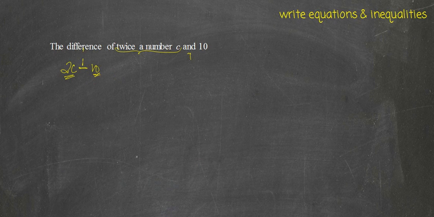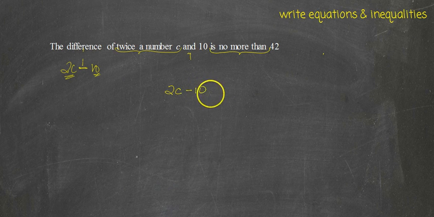Now let's put the other part back in and see what we end up with. Is no more than 42. So "is no more" is just a comparison. I could say equals 42, right? But this one doesn't say equals. This says is no more than 42. So I'm going to write this over here prettier: 2c minus 10, some kind of a comparison to 42.